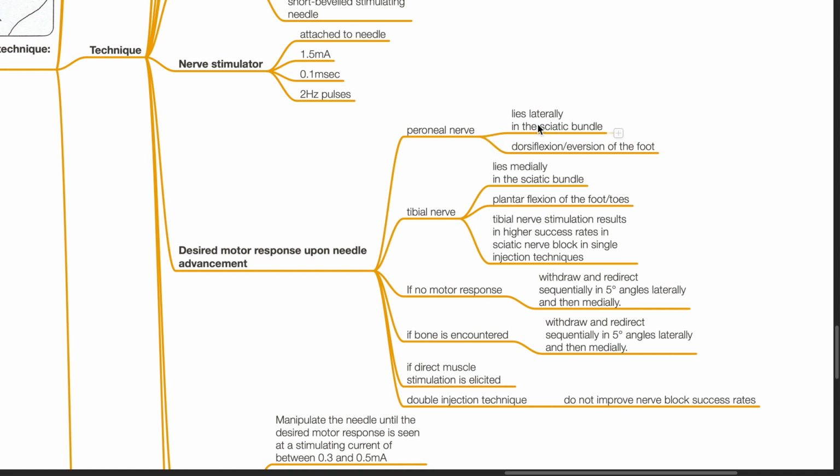The peroneal nerve lies laterally in the sciatic bundle. The tibial nerve lies medially in the sciatic bundle. Stimulation of the tibial nerve results in plantar flexion of the foot or toes. Tibial nerve stimulation results in higher success rates in sciatic nerve block in single injection techniques.